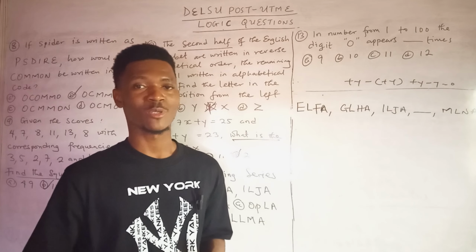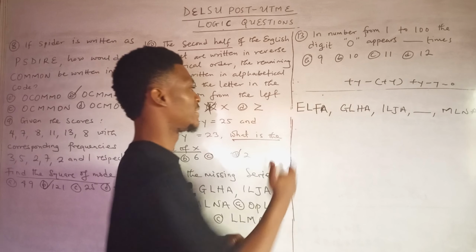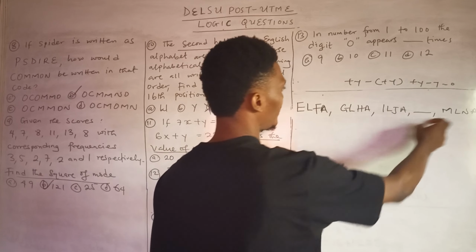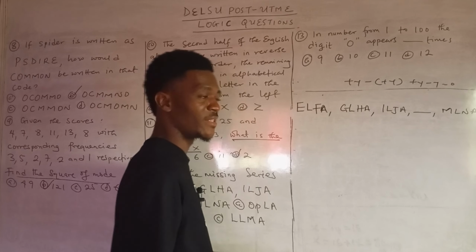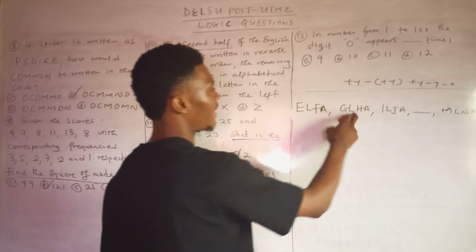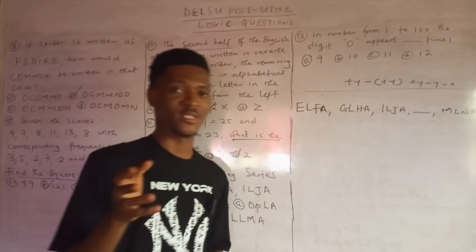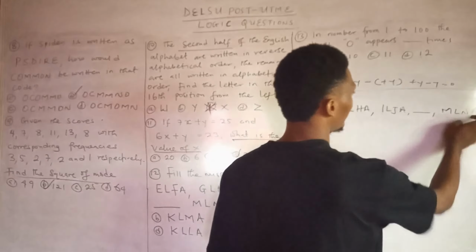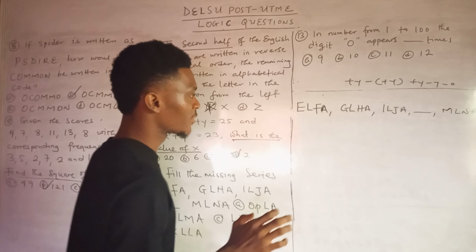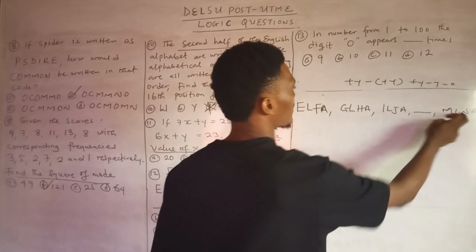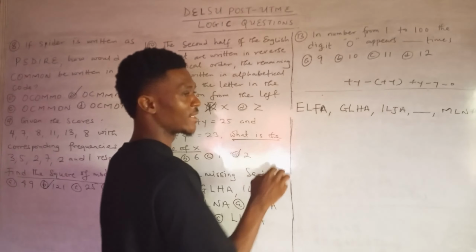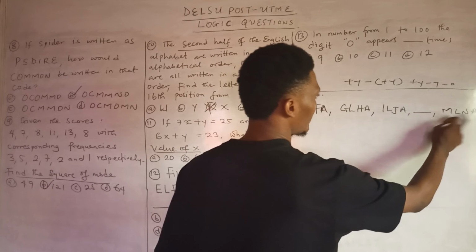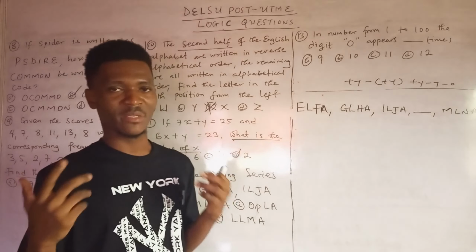It is still taking our mind to our alphabet. Now looking at this, we are given ELFA, GLHA, ILGA, MLNA, and we are told to find the missing one. Very easy. Now, what are the common terms? LA, LA, LA, LA. You have to be very smart when answering questions like this. They are found in the same positions: second and fourth in each. Then looking at the other letters, E, F, G, H, I, J, then dash, then M, N. This thing should be ringing something in your mind now.